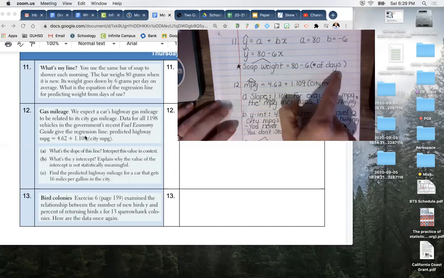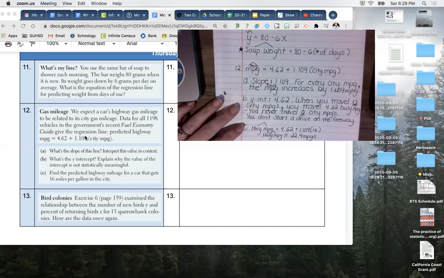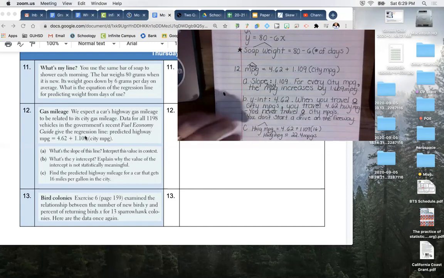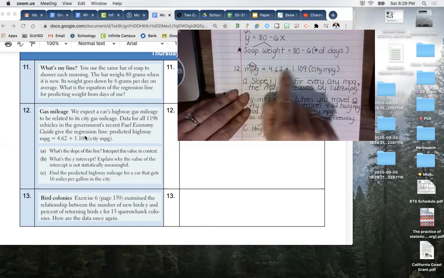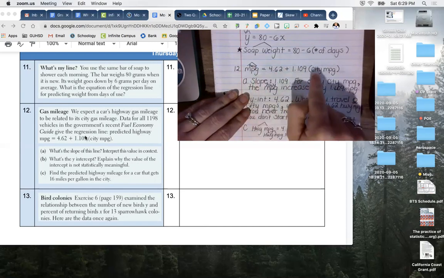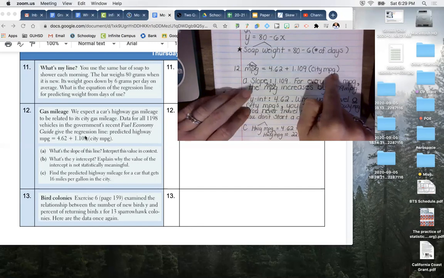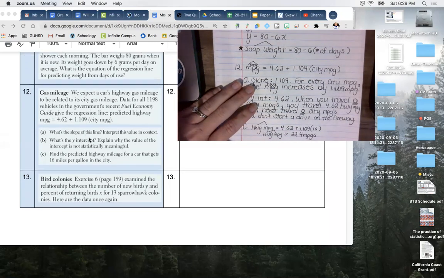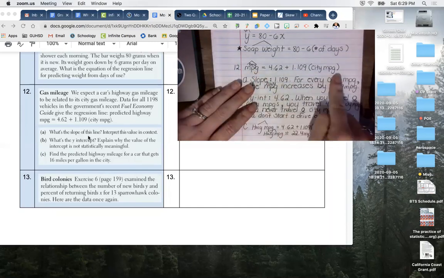In number 12, it says we expect a car's highway gas mileage to be related to its city gas mileage. Typically, you get a little bit more on the highway than you do with city miles per gallon or gas fuel efficiency. It says, what is the slope of this line? So in A, this is the line that they give.